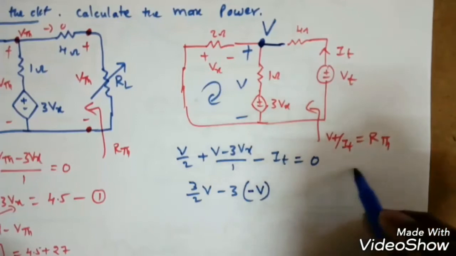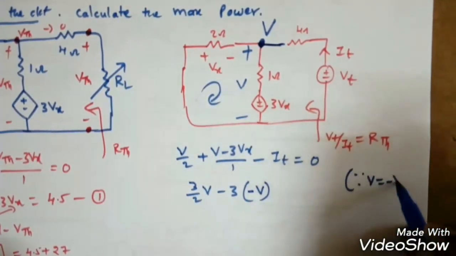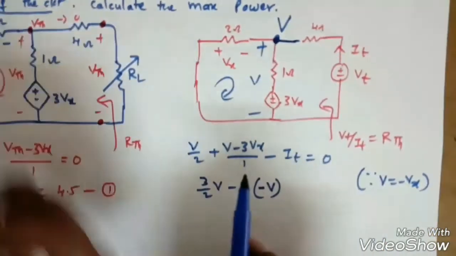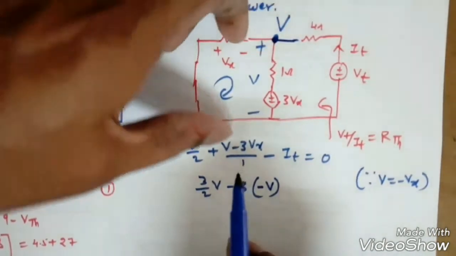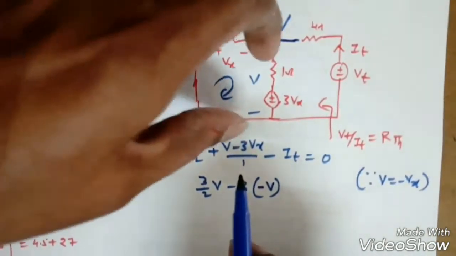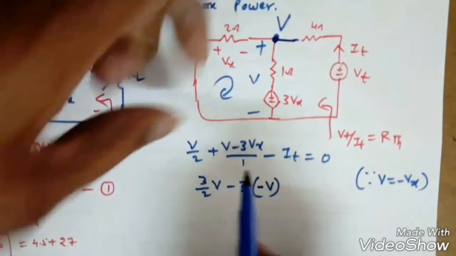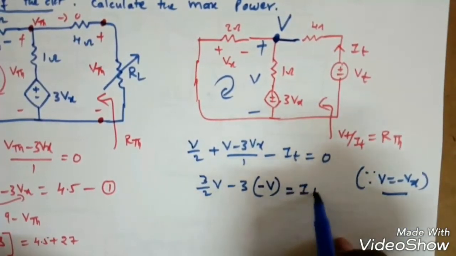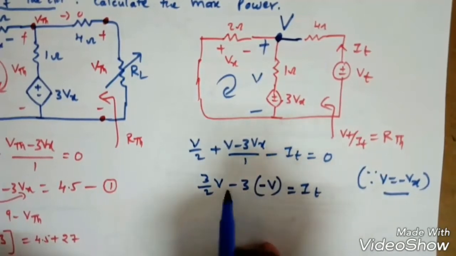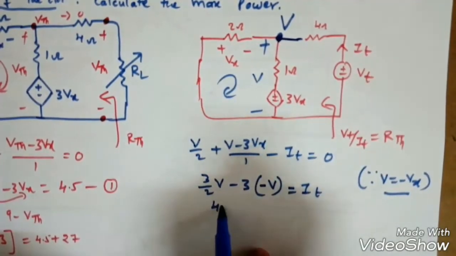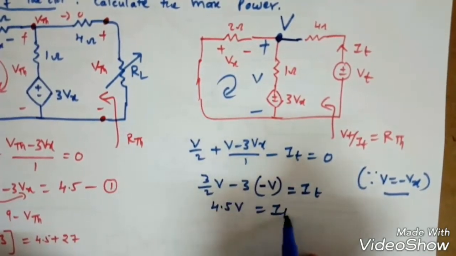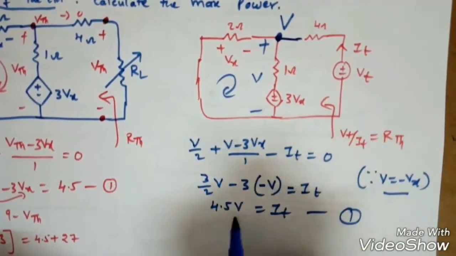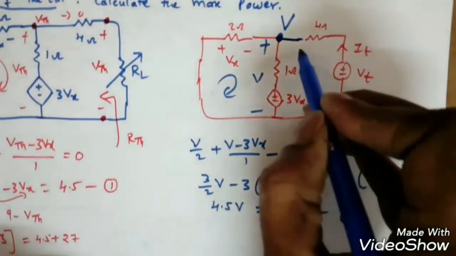So I am applying, since V is equal to minus Vx, see here, if you make it like this, plus V is equal to minus V, so parallelly the voltage should be same. So that's why V is equal to minus Vx is equal to IT. So what is this one? Plus 3, so it is 4.5 V is equal to IT, but we need the expression in terms of Vt and IT. Now what we get?